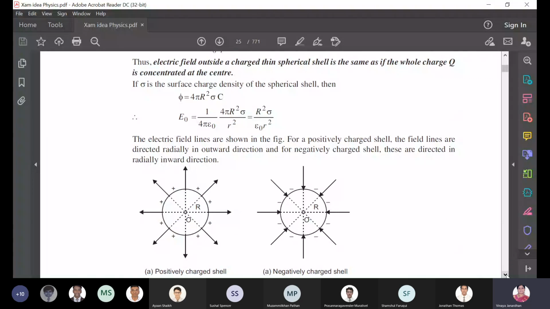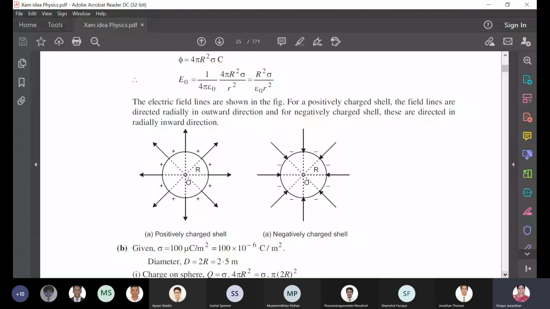This is what, on the left hand side, the positively charged shell. For a positively charged particle, all the field lines will be radially outward, but inside the shell the electric field is zero. That is why there are no electric field lines entering. It's only outward. Are you clear, boys? Same way for a negatively charged sphere, all the field lines will be towards the sphere, but inside the sphere the electric field is 0. So that's the reason your field line should not enter.